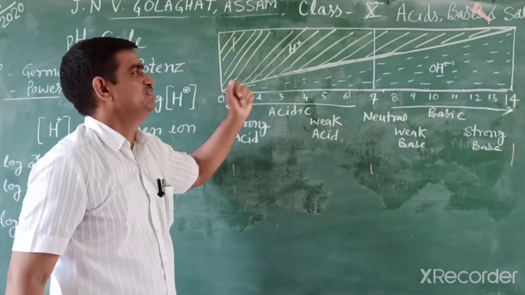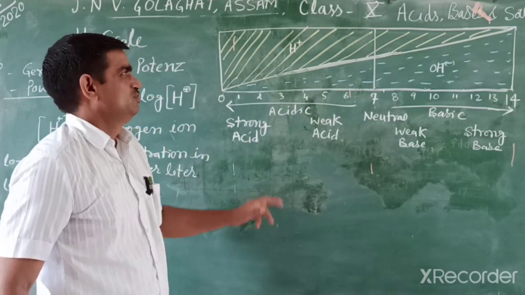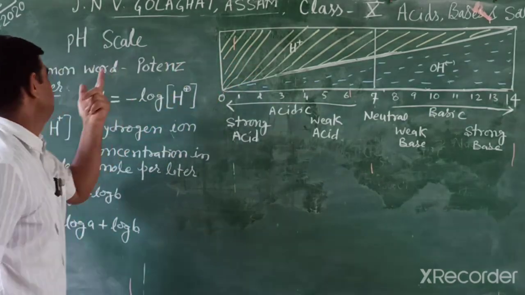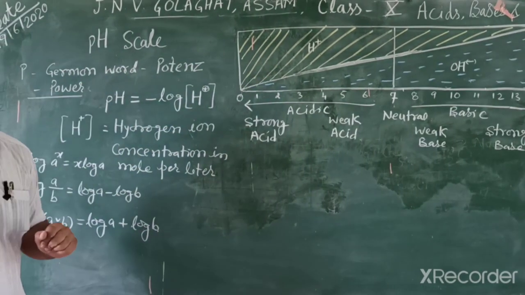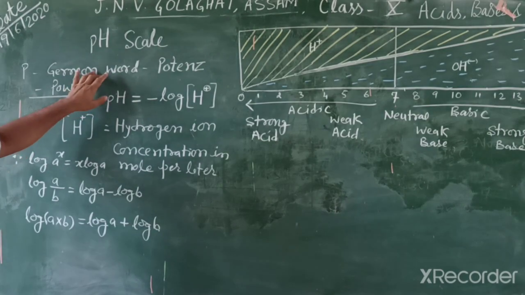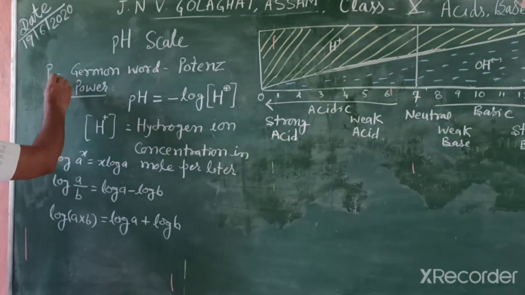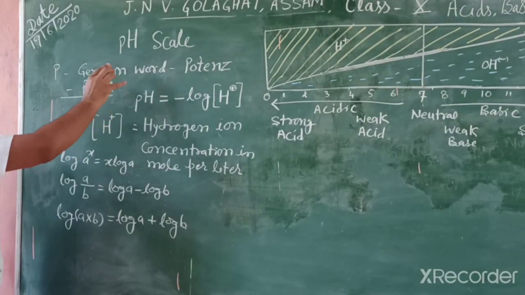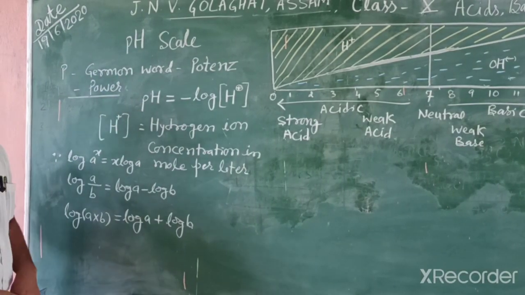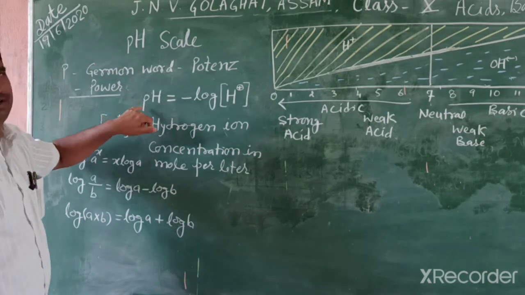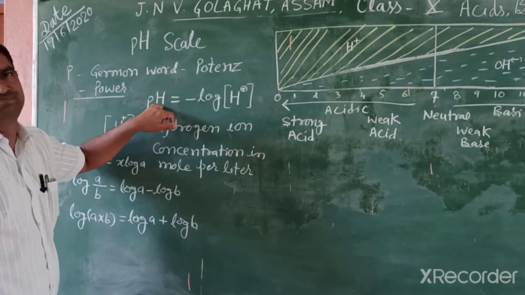But how can we measure by this scale? So what is P? P is a German word given by a scientist, that means potenz. Potenz means power. P means power. The German word taken is P, that is power. And pH is written in this way, small p and capital H.